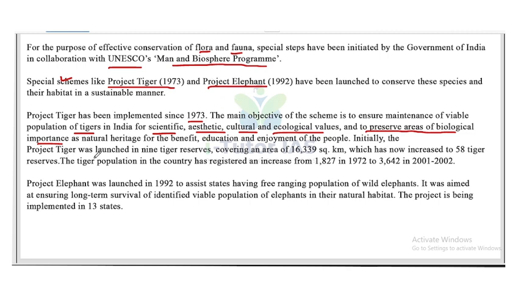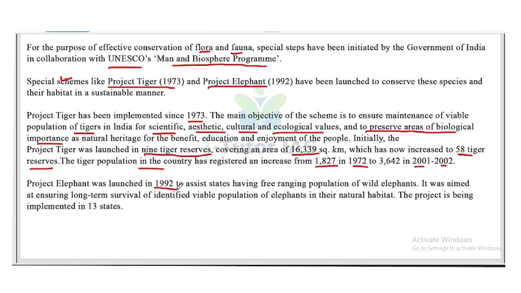Initially, Project Tiger was launched in 9 tiger reserves, covering an area of 16,339 square kilometers, which has now increased to 58 tiger reserves. Okay, so initially it was only in 9 tiger reserves, but now it is in 58 tiger reserves. The tiger population in the country has registered an increase from 1,827 in 1972 to 3,642 in the 2001-2002 period.